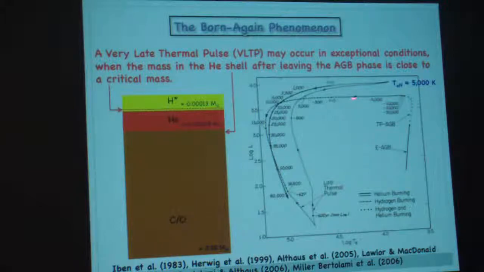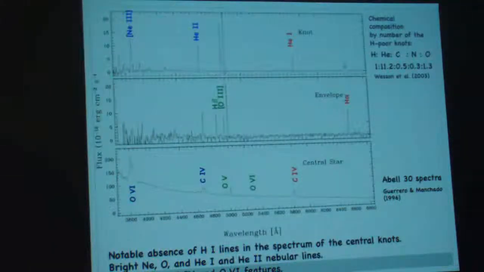So during this part of the diagram, the star is going to burn hydrogen into helium, filling this shell, and it may happen that at some moment here, the helium gets to the critical mass and it's going to produce what's called a very late thermal pulse. What is going to happen is that the star is going to eject material which is highly processed. Basically, the structure of the star is intact. The core of carbon and oxygen remains intact, but material is ejected into space, and this is very highly processed.